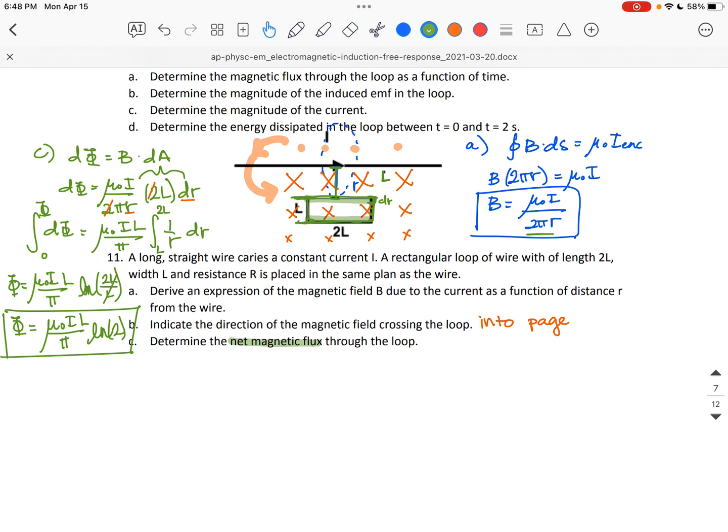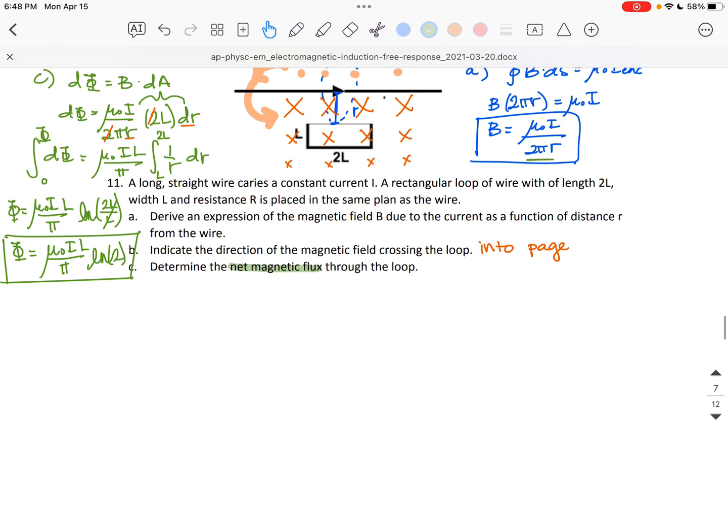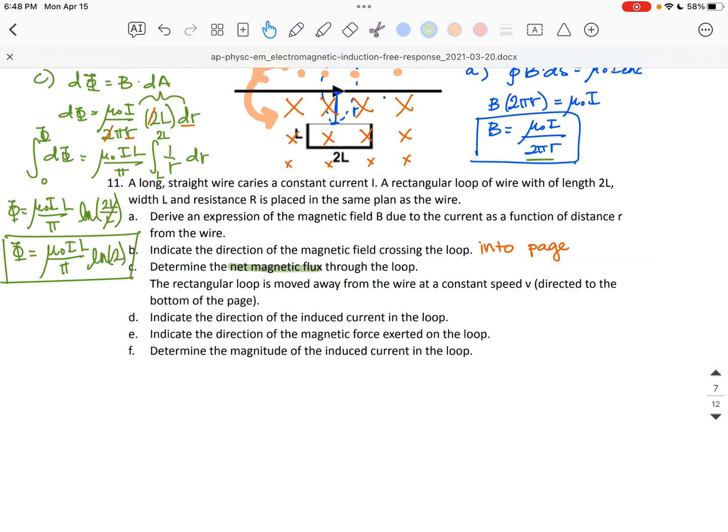And I'm going to kind of clean up some of these symbols here just because I want to continue writing. In the second part of this problem, we've got the rectangular loop moving away from the wire at a constant speed v directed to the bottom of the page. So now we've got this scenario where my wire is moving downward. So first thing we need to do is indicate the direction of induced current in the loop.